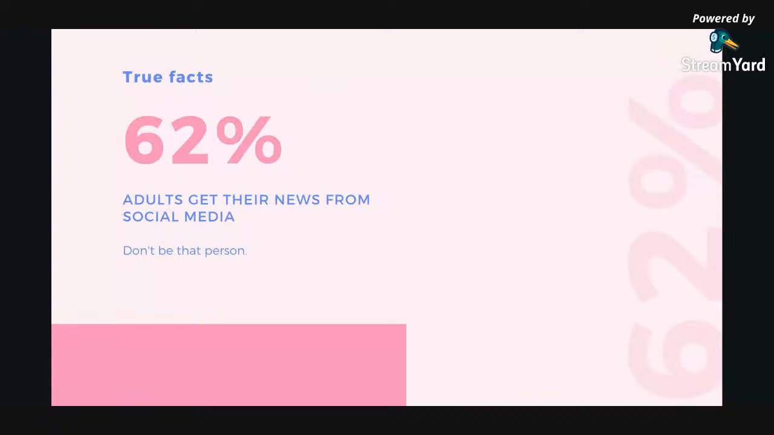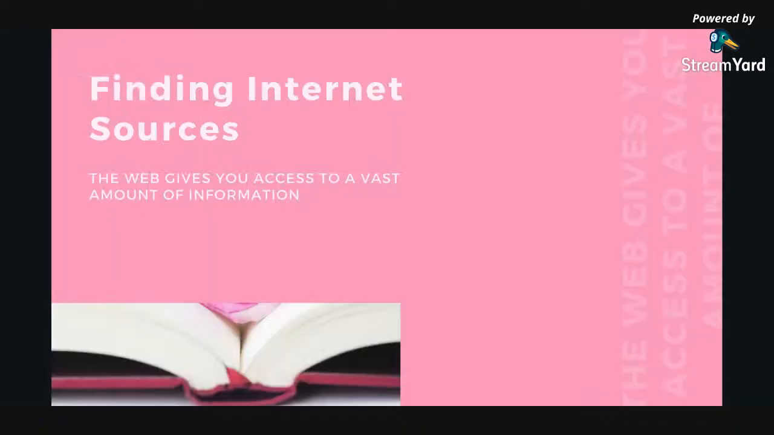So true facts. 62% of adults get their news from social media. Don't be that person. And I know it's really hard, with how much time all of us spend on social media, being bombarded by all that information. But always stop and check the validity of the things and broaden your horizons. Go somewhere else besides social media for news.